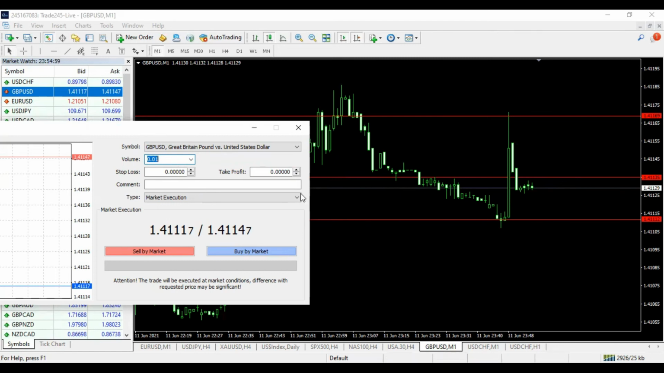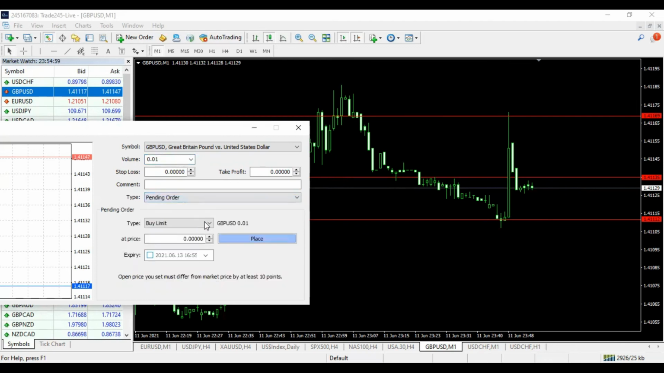Let's move on to pending orders. So we mentioned earlier that you have different types of pending orders. So we have buy limit, sell limit, buy stop, and sell stop. So the limits, or to make things simpler for you, your buy and sell limits are your reversals.